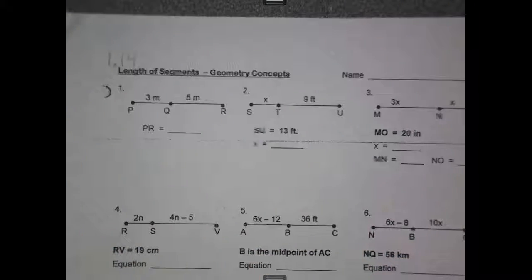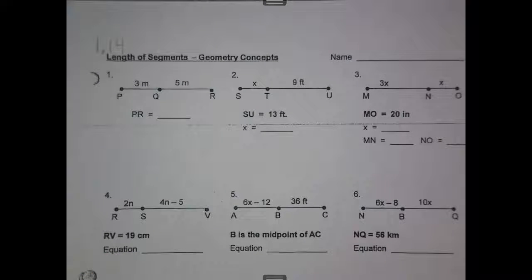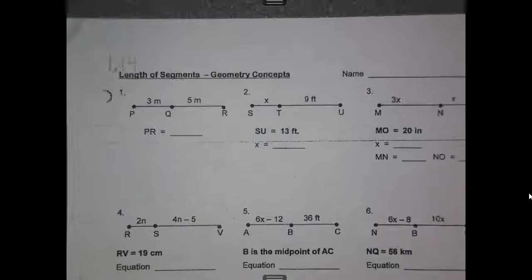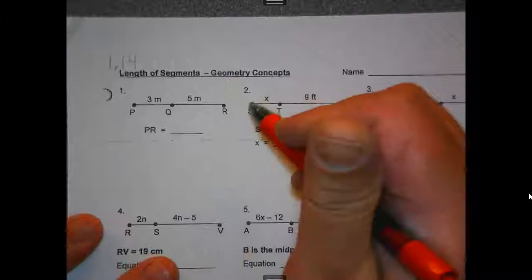Let's look at 1.14 first. Okay, this is going to be 1.14, and 1.15 is the last of the geometry concept. This is the addition line segment postulate.